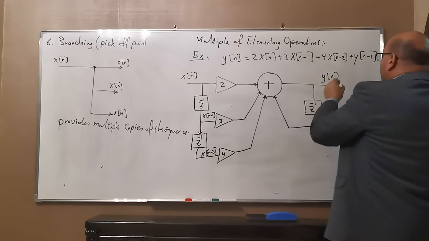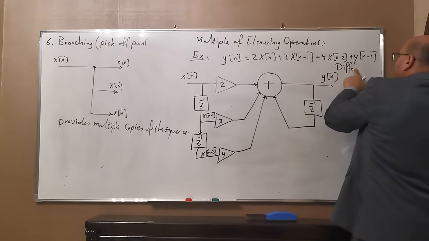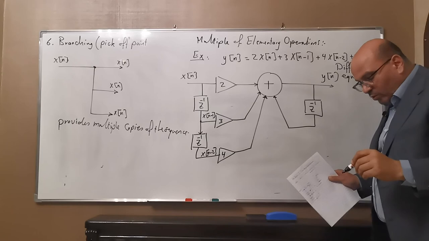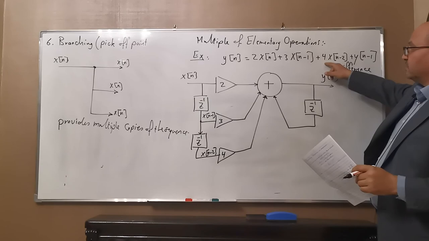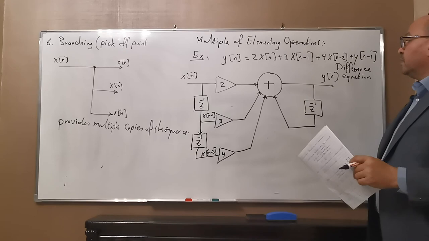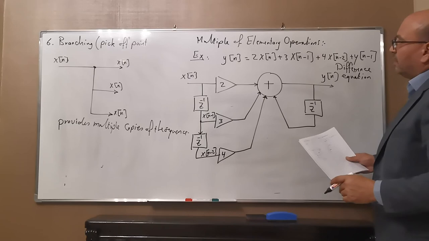This is what we call a difference equation. In continuous time, we have a differential equation. In the discrete time domain, we have something called a difference equation. And this difference equation can be solved and you can find y as a solution in terms of x of n.